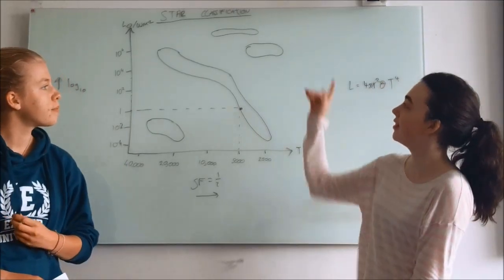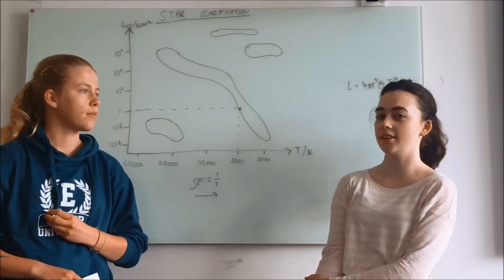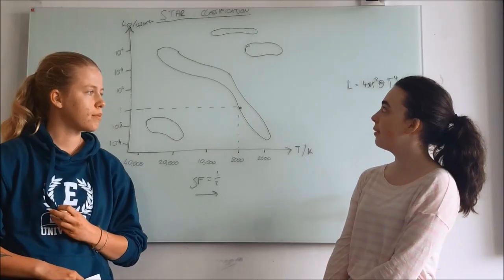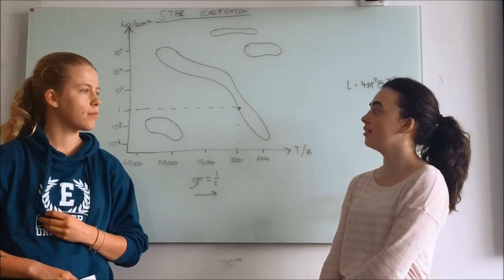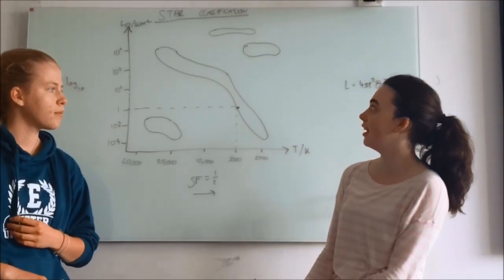Just above them are the red supergiants. These are the largest stars. They're the brightest as well and the most luminous. In this region they continue to burn helium, and the most famous star here is Betelgeuse.